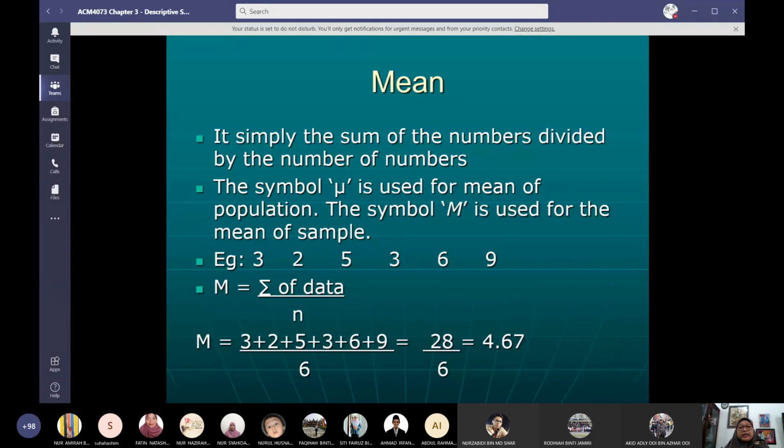Example, okay, 3, 2, 5, 3, 6, 9. How many numbers are there? There are 1, 2, 3, 4, 5, 6. So M, the mean, equals the sum of data. You have to add them all. 3 plus 2 plus 5 plus 3 plus 6 and plus 9.